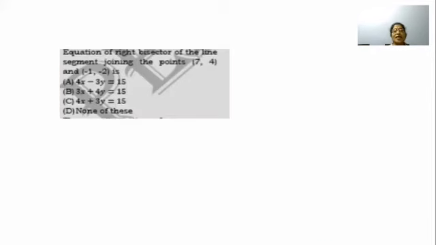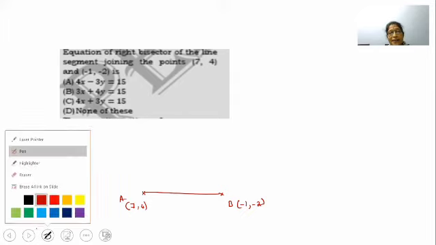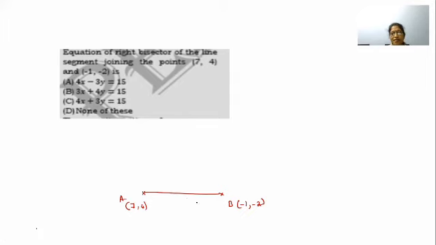Moving on to the next: the equation of the right bisector of the line segment joining the points. There are two given points, 7, 4 and -1, -2. What is required for me? I want the right bisector. The bisector is the one which divides the line into two equal parts. The right bisector is perpendicular to AB. You want the equation of this right bisector.